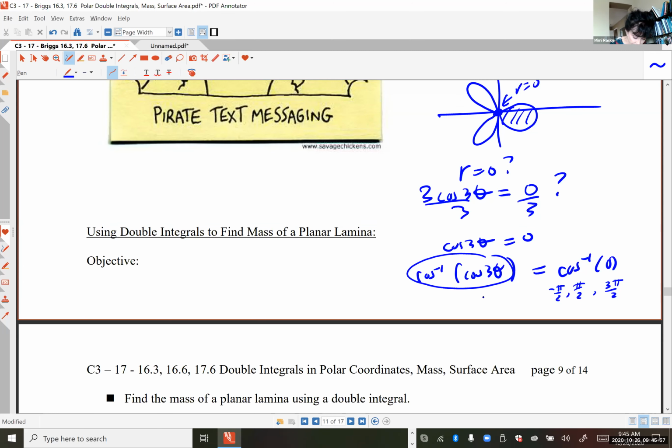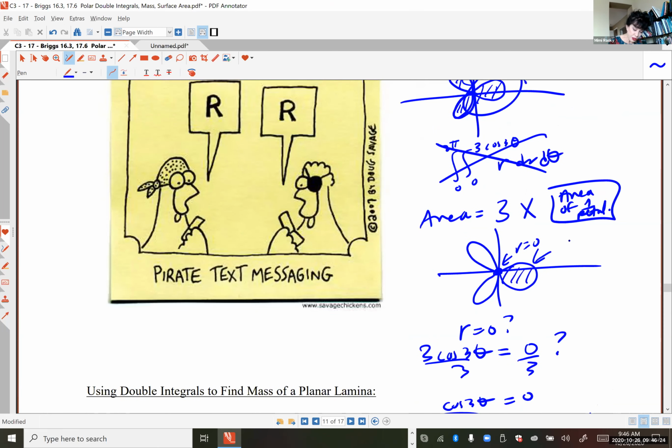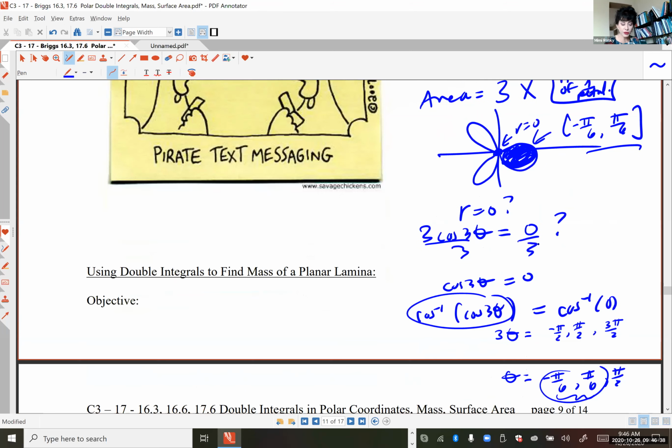And so then on this side, after you take cos inverse of cos of 3 theta, you have 3 theta. And then to solve for theta you multiply both sides of this equation by 1/3, and you'll get theta will be like negative pi/6, positive pi/6, 3 pi/6, which reduces to pi halves, and so on. So you want to pick one of these intervals. I'm going to pick negative pi/6 to positive pi/6. And I claim that if you graph using your graphing calculator in polar mode and you restrict your window to theta min being negative pi/6 up to theta max being positive pi/6, it'll sketch out this one petal over here, okay? And that's the one that we want.